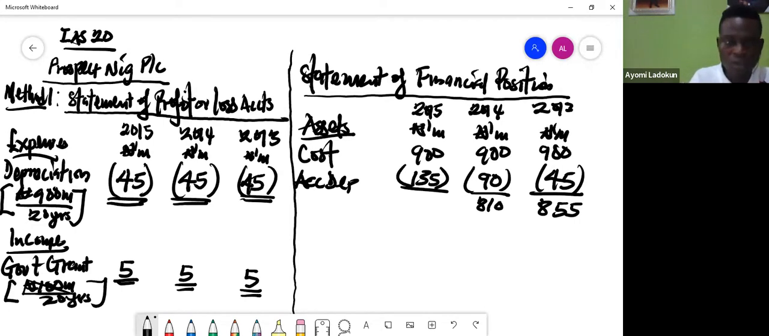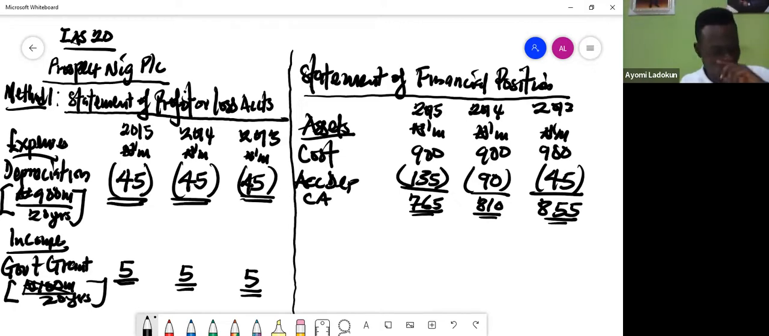Okay, so let's move on. So if I say 900 minus 135, that should give me, is that 765? Okay, so you can decide to do it this way. Of course, this will be the carrying amount. If I don't want to do it that way, there's another way I can do this.